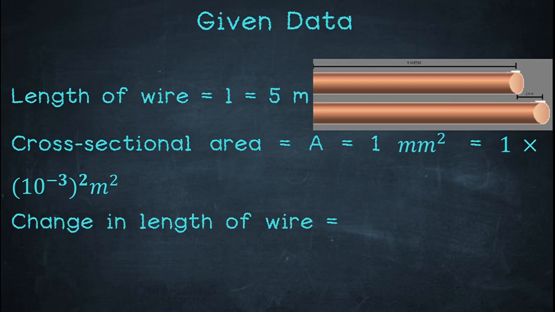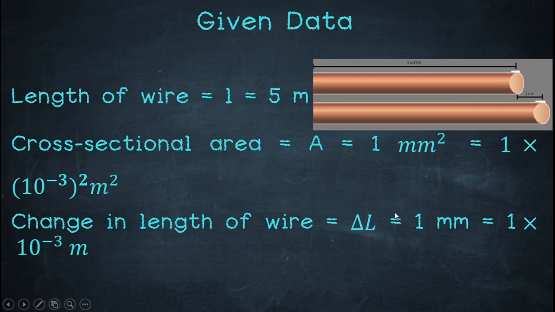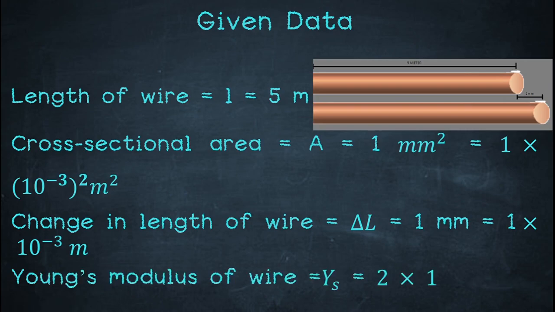Change in length of wire is 1 millimeter. You can see that there is only 1 millimeter which has to be converted into meters, so we have multiplied it by 10 raised power minus 3. When there was a square, we had taken the power 2 on 10 raised power minus 3, and as there is no square in this term, we have just multiplied with 10 raised power minus 3. Also, Young's modulus of wire is given to us. It is 2 into 10 raised power 11 Pascal.